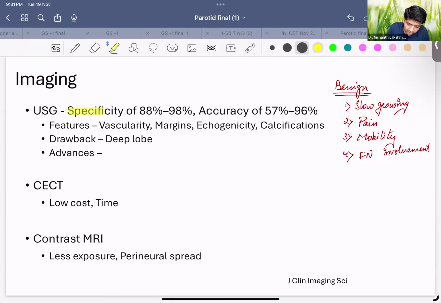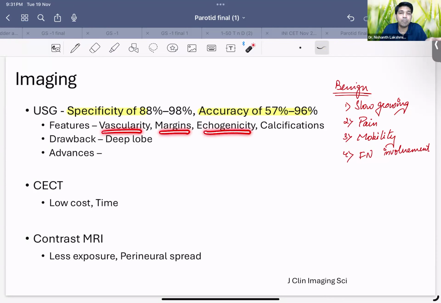So USG has a decent specificity. Accuracy is also pretty okay. Now, the advantage with an ultrasound is that you can look at the vascularity of the gland. You can see whether the margins are regular or irregular. Echogenicity, whether it is hypo, hyper, or heterogeneous. Then whether there is presence of microcalcifications. Just like thyroid and breast, the same features you can see even here. But one particular point is with regards to vascularity. Now, how will you differentiate a tumor from an inflammatory pathology of the parotid based on vascularity? Anyone?